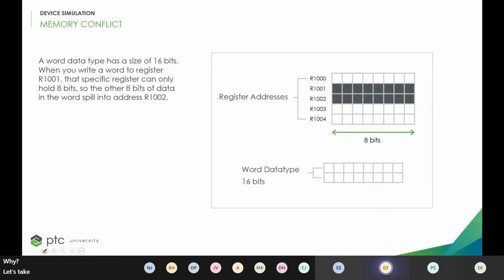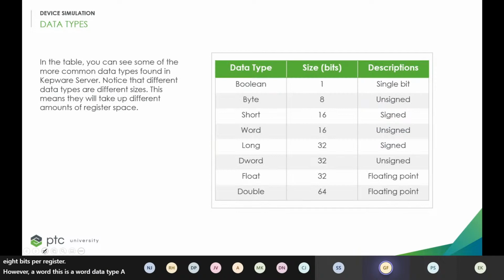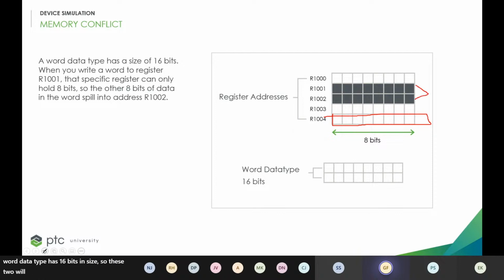Let's take a conflict, for example. We can have conflicts in the actual register addresses as we write to register addresses. So let's look here. We have 2 ramping functions on register addresses 1001, 1002. This is an 8-bit device. So this 8-bit device has 8 bits per register. However, this is a word data type. A word data type has 16 bits in size. So these 2 will have a conflict. So this data will be overwritten here.